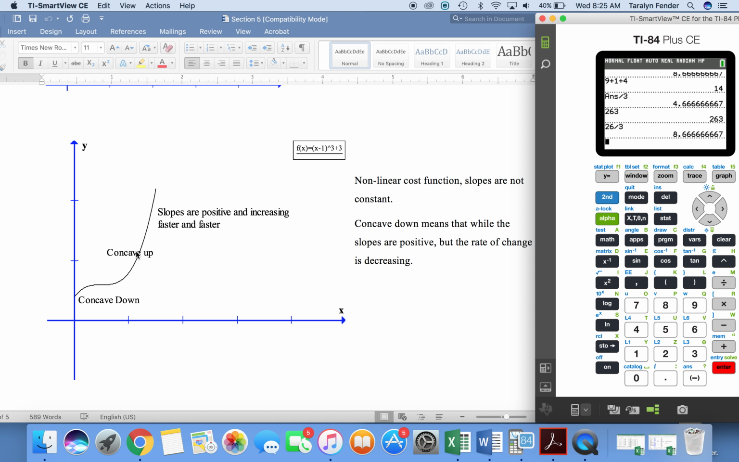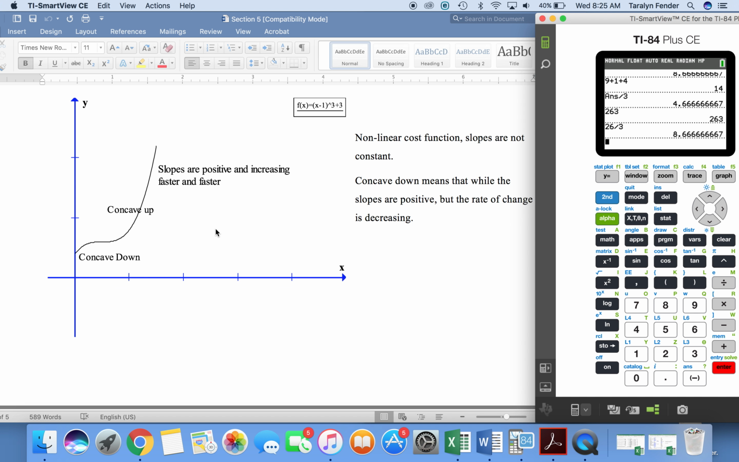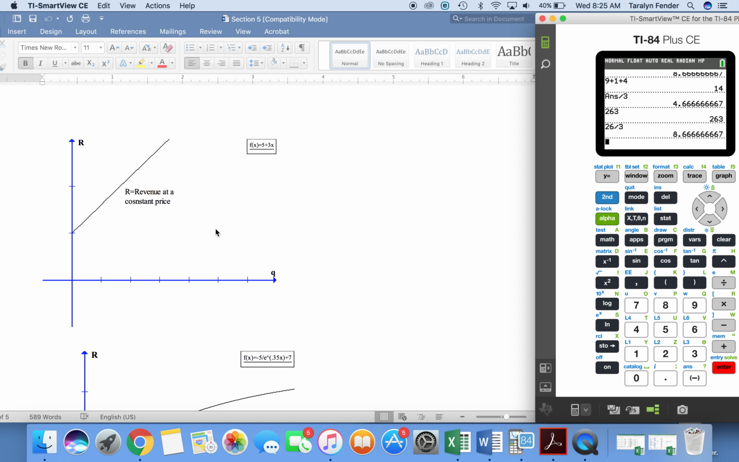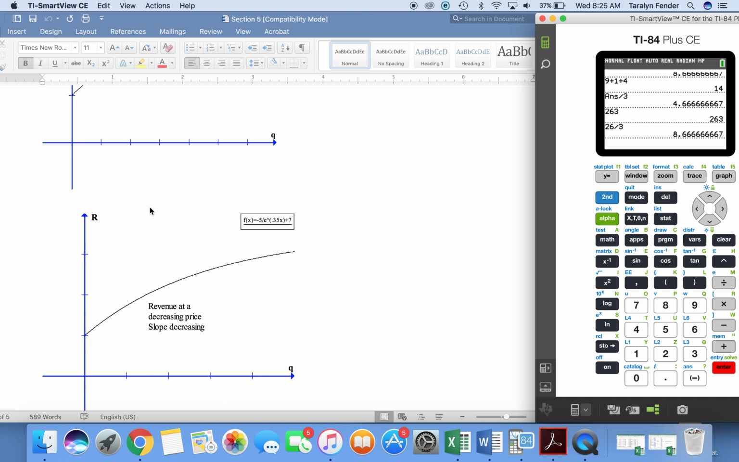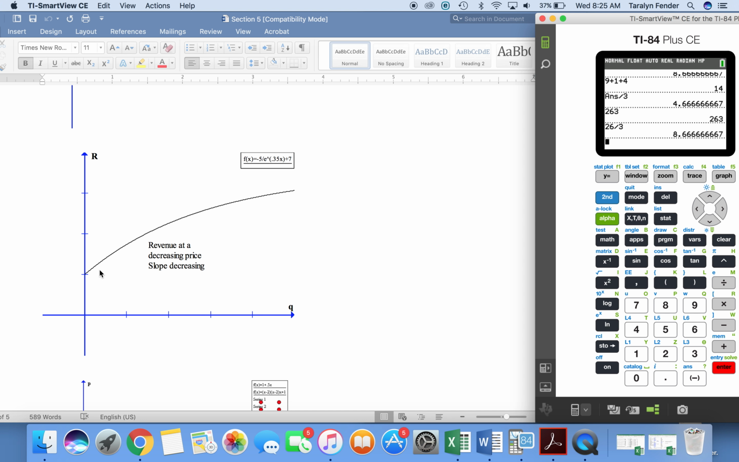Concave down means that while the slopes are positive, the rate of change is decreasing. Concave up means that the slopes are increasing faster. So slopes are positive and increasing faster and faster in concave up. This is a revenue equation at constant price. Here is revenue at a decreasing price where the slope is decreasing. It's increasing, the revenue is increasing, but the slope is decreasing.